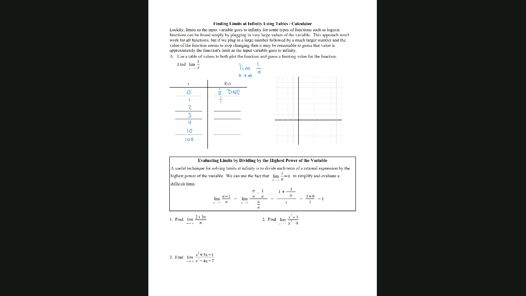1 over 1 will be 1. 1 over 2 is a half. 1 over 3, approximately 0.33. And 1 over 4 is 0.25. So clearly our values are decreasing as x increases. And it looks to me from the graph like they're headed towards 0 as an asymptote.